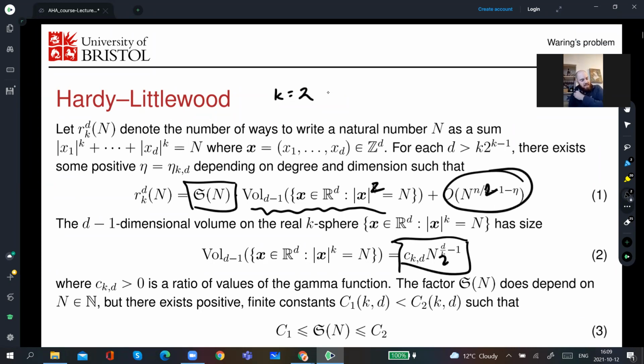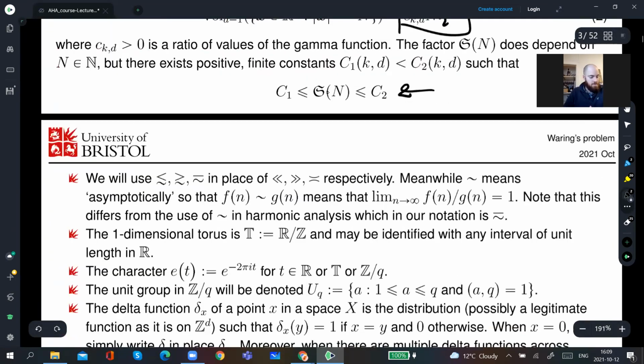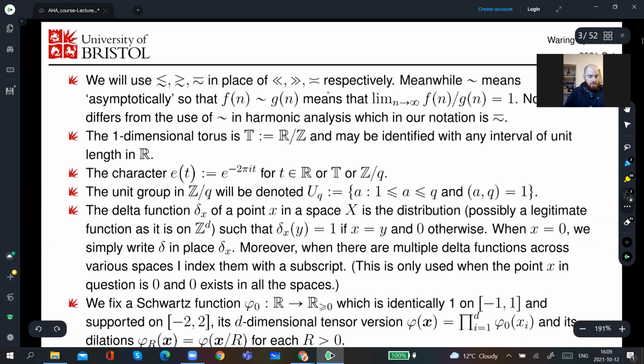And again, an important thing that we need to do in order to make this an asymptotic formula is show that the singular series is actually bounded away from 0 and bounded away from infinity, as indicated at the bottom here. So just a moment to take a sip of water and leave on the screen all the notation that's been used.